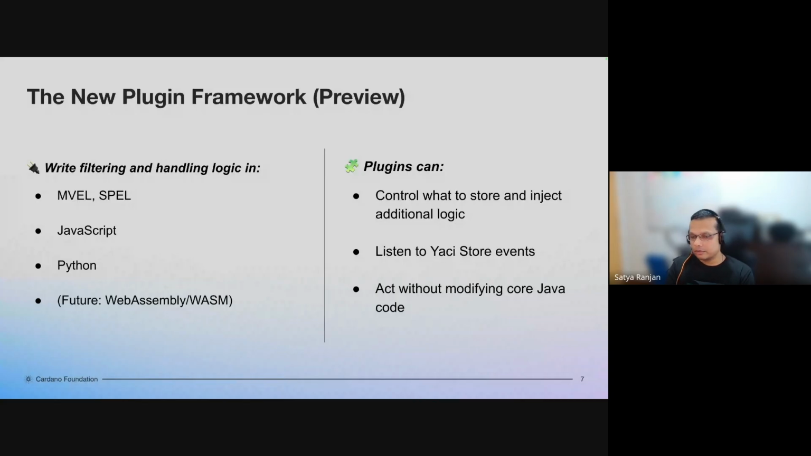So we're going to go through a few demos, so you'll have more idea what I'm saying here. And what a plugin can do, as I mentioned, is control what to store, and you can also inject additional logic, and you can also listen to any Yaci Store event like we are currently doing with Java projects. And all these things can be done without changing anything in the Yaci code. So we don't need to release any new version of Yaci Store. You can just download the default distribution and start writing your plugin.